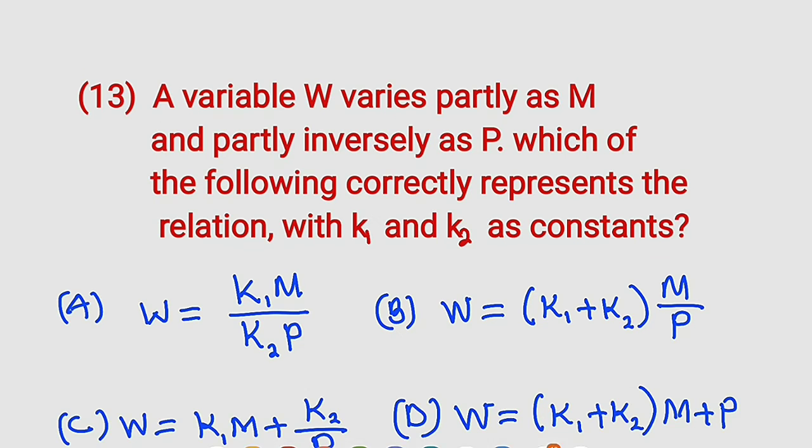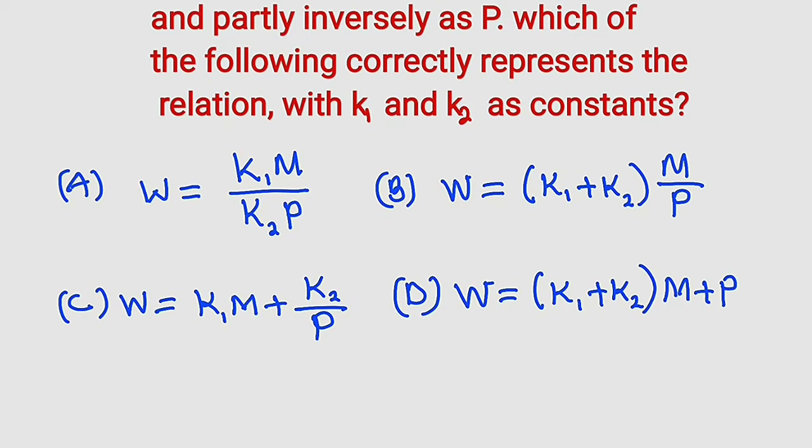Question number 13 reads, a variable W varies partly as m, and partly inversely as P. Which of the following correctly represent the relation with K1 and K2 as constants? We have A, B, C, D here as options.